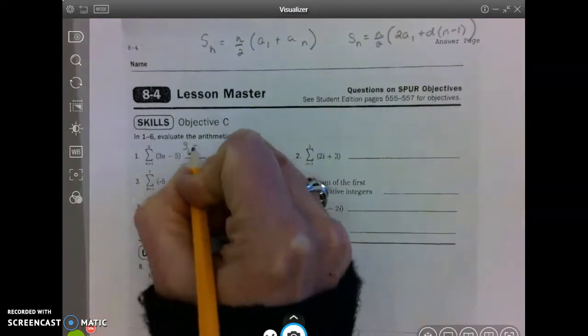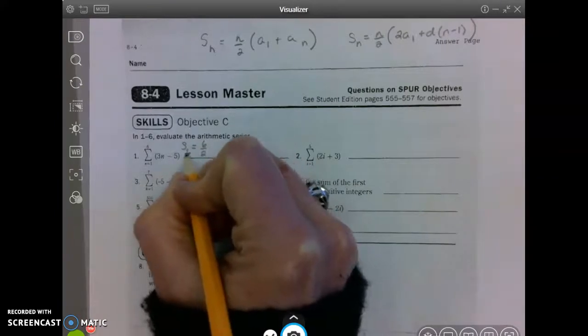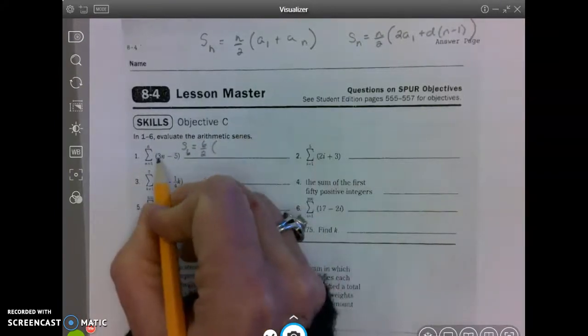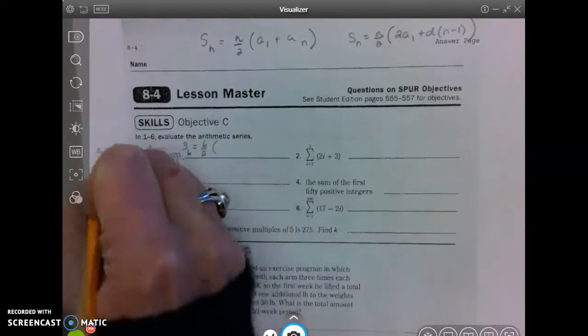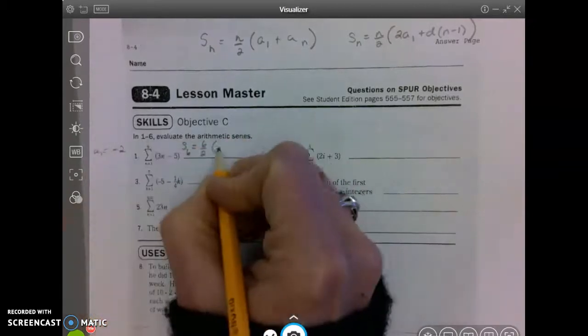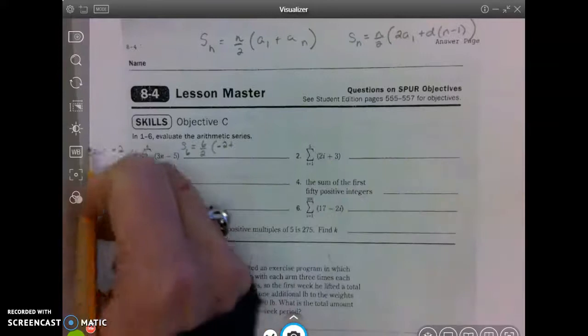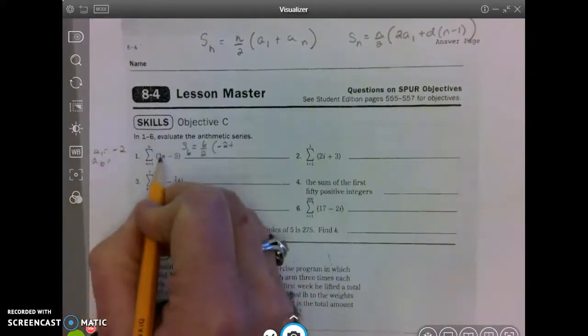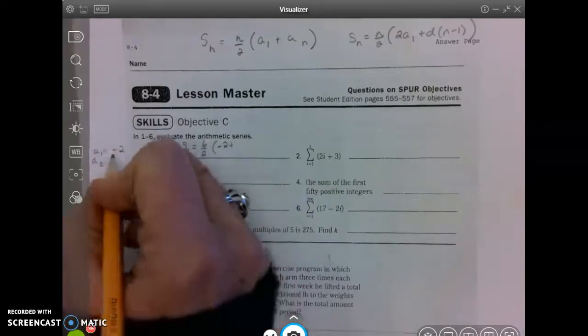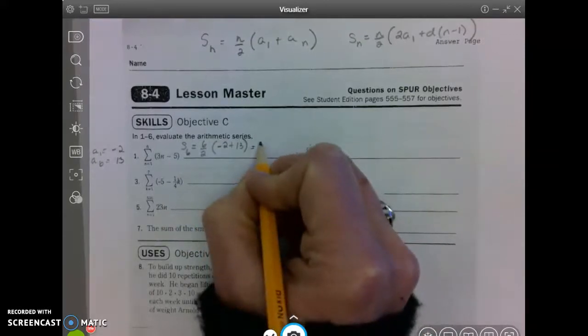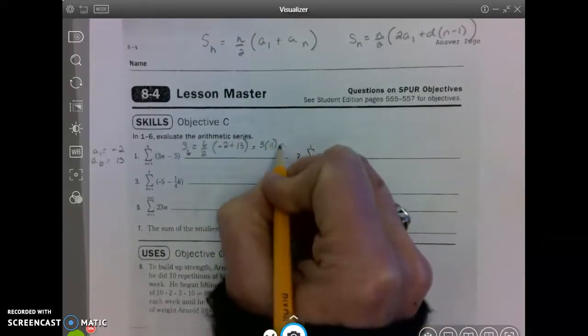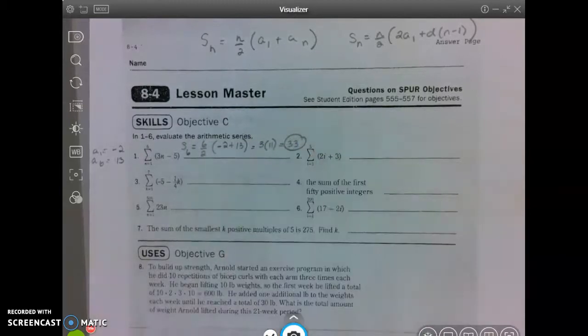So s sub 6 equals 6 divided by 2. Notice these always match. The first term would be 3 times 1, which is 3, minus 5. So a sub 1 would be 3 minus 5, which is negative 2. The last term, which would be a sub 6, would be 3 times 6 is 18, minus 5 is 13. So I get 3 times 11, and I get 33. That is definitely faster than finding all 6 terms and adding them up. Let's go to number 2.